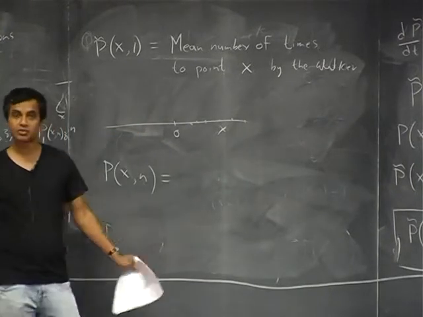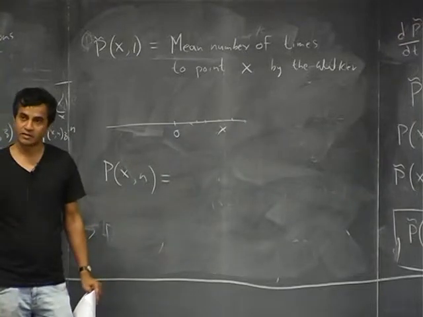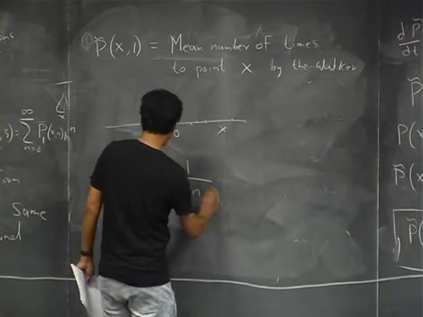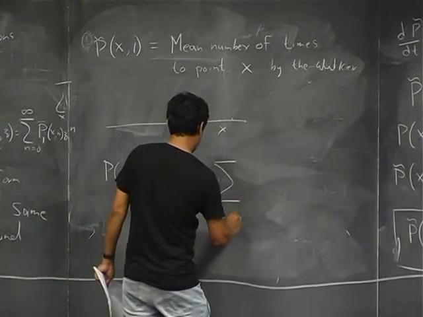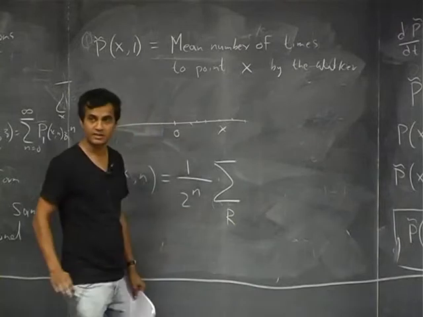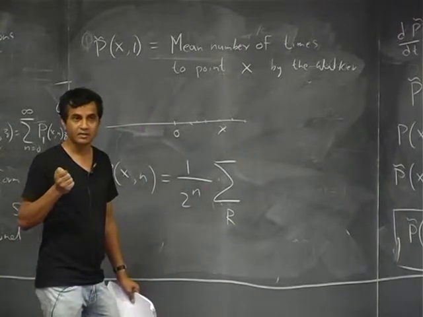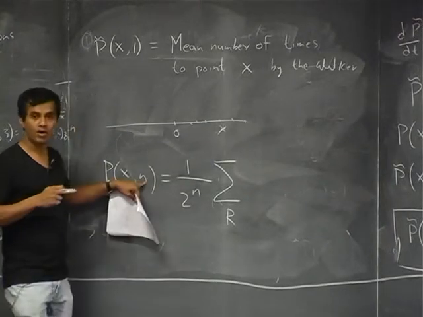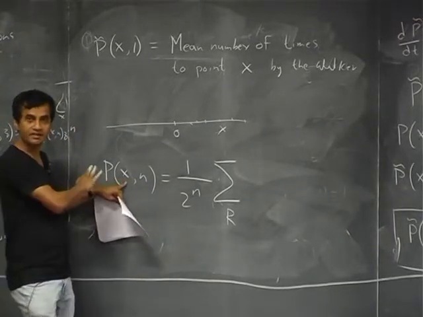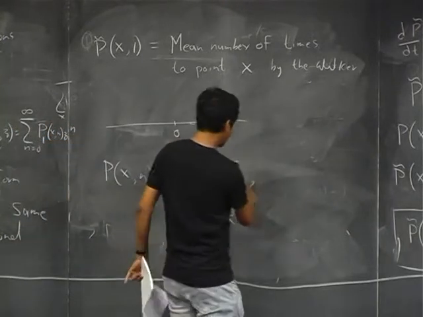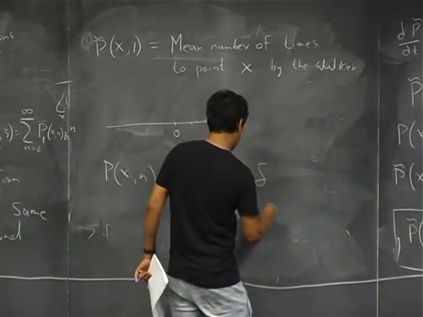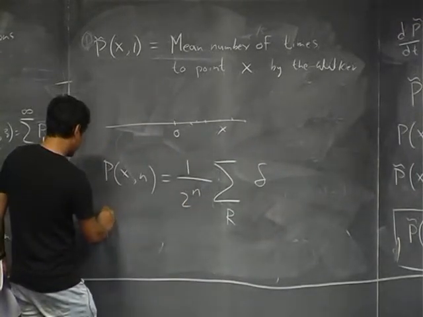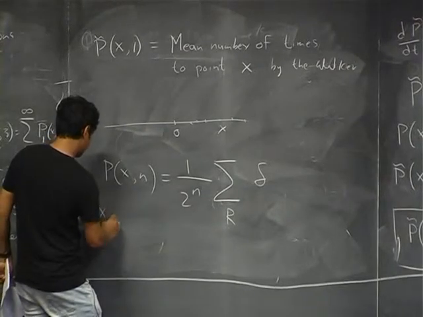Now supposing I do all those 2 to the power n realizations, then P of x n is 1 by 2 to the power n, and then I sum over all these different realizations, and in each realization I'll count how many times at the end of the walk the walker is at position x, right? That's the definition of this probability. So I'll put an indicator function here. Okay, so let's say any realization of the walk is given by, let's say, x.